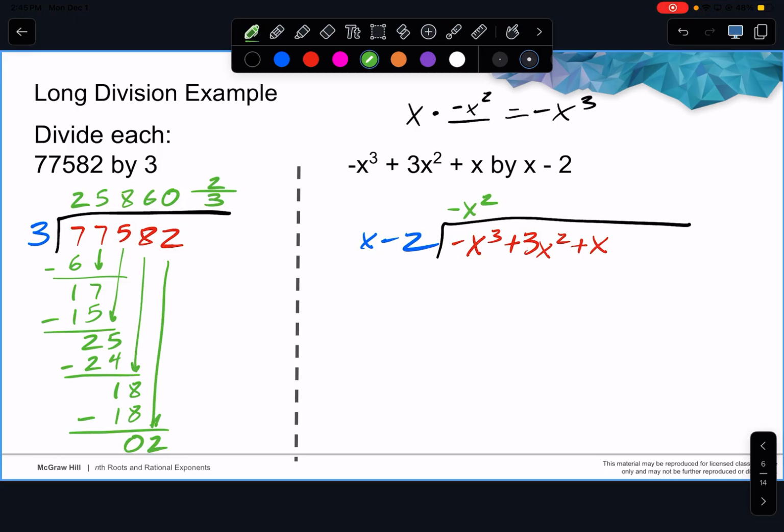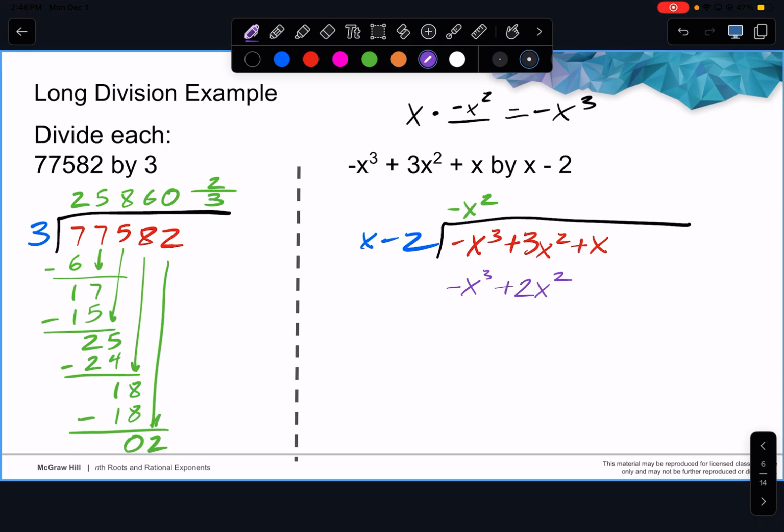Now, this is where it gets kind of weird. A little abstract. What we're going to do with that negative x squared is we're essentially going to distribute it to both of these terms. Remember after we figured out this 2 over here, we said, well, 2 times 3 is 6? That's how we put that 6 there. So we're going to do the same thing here. We're going to distribute this to right here and to right here. So negative x squared times x is going to give us negative x cubed. And then the other part of this is negative x squared times negative 2, which is going to give me positive 2x squared.